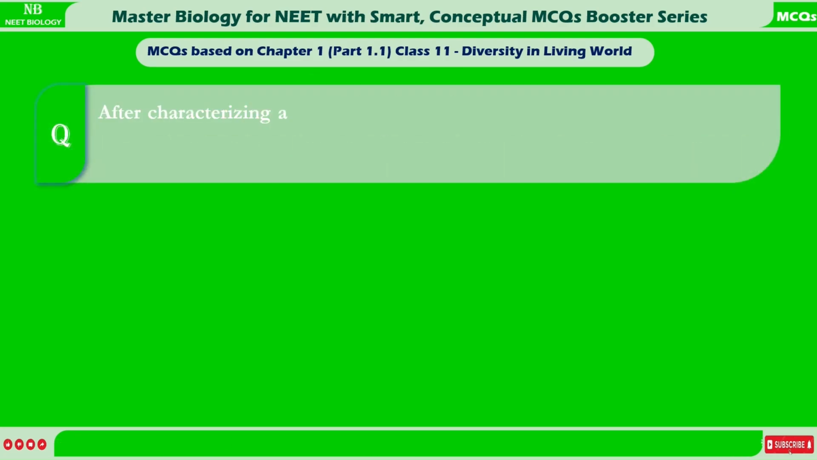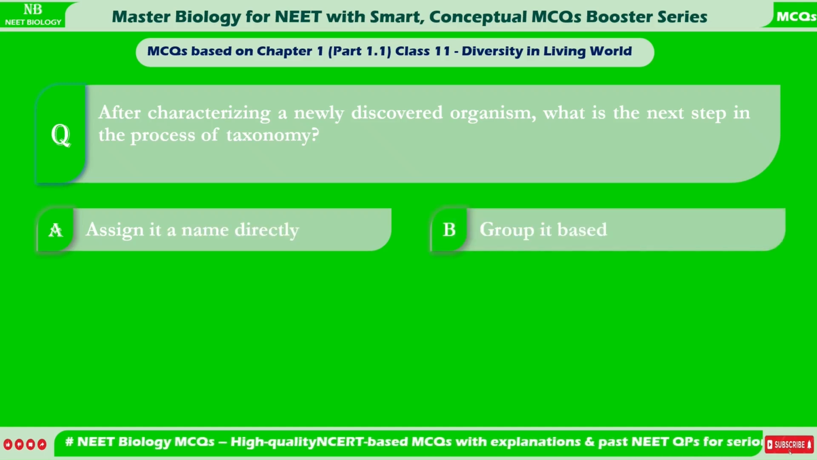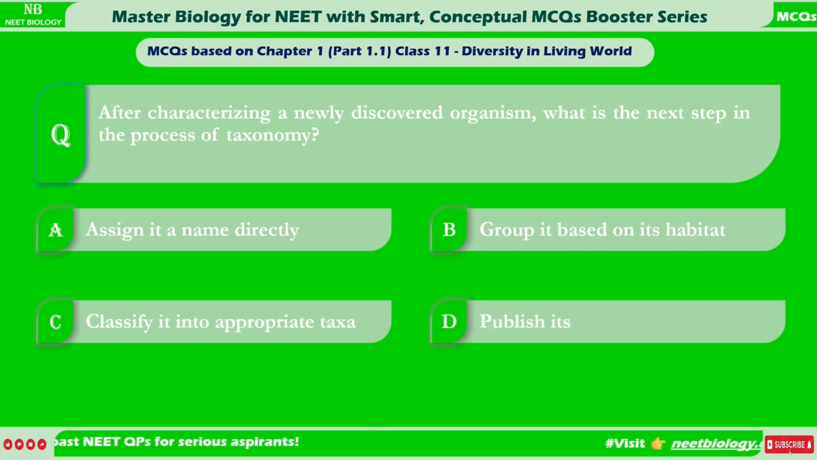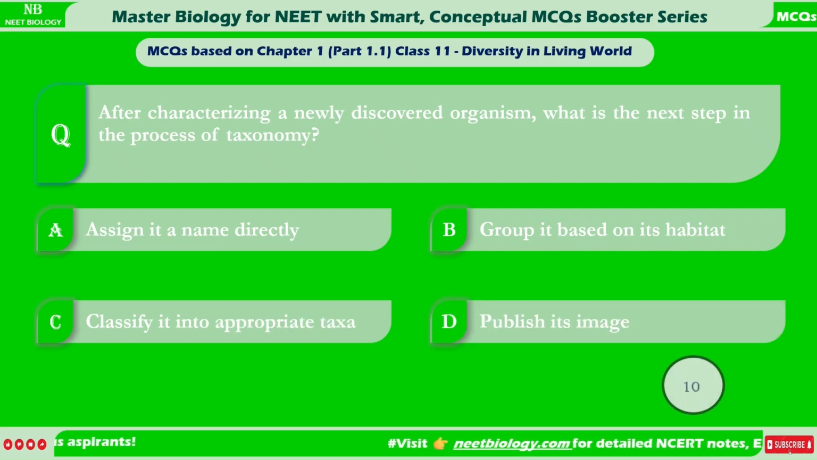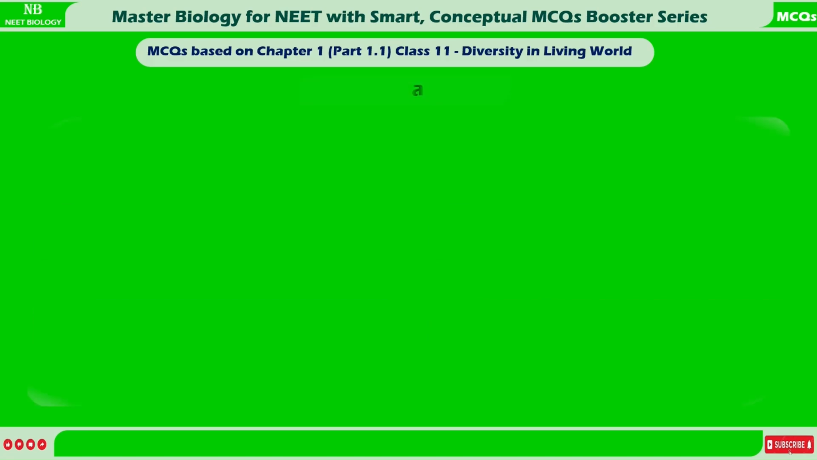After characterizing a newly discovered organism, what is the next step in the process of taxonomy? A. Assign it a name directly. B. Group it based on its habitat. C. Classify it into appropriate taxa. D. Publish its image. Correct answer is C. Classify it into appropriate taxa.